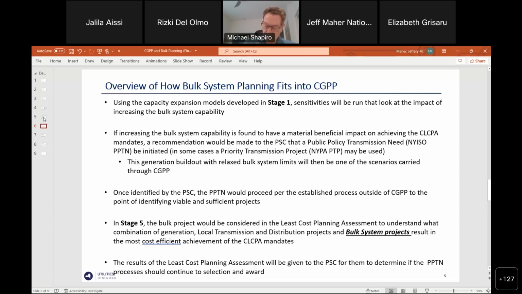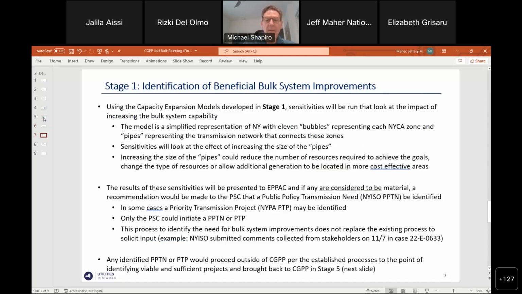Now, again, this is an overview. We're going to talk on the next 2 slides a little bit more about what's going to happen in stage 1 and stage 5. So stage 1, I mentioned the capacity expansion model. The capacity expansion models give us an opportunity to play what ifs. They give us an opportunity to see if sensitivities that examine increasing the bulk system capability might provide value.